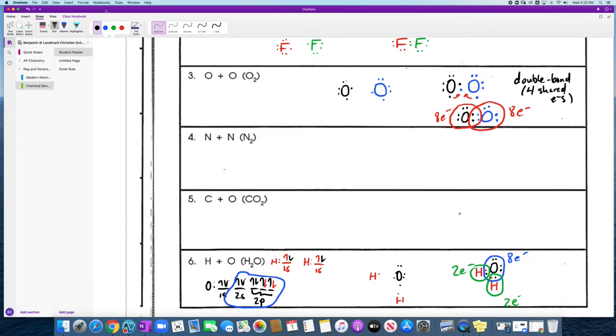Okay, and now finally I want you guys to know about triple bonds. So in a triple bond, here's nitrogen, it needs 3 more electrons. And it turns out it can get 3 more electrons from another nitrogen atom. This nitrogen atom also needs 3 more electrons.